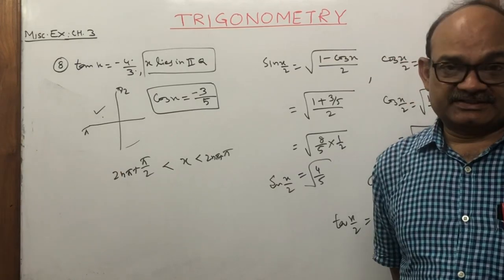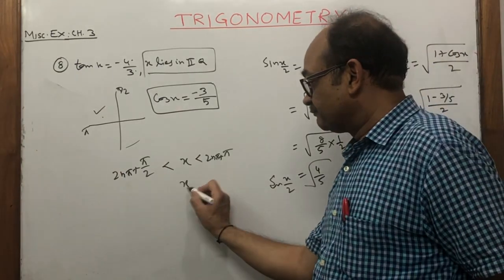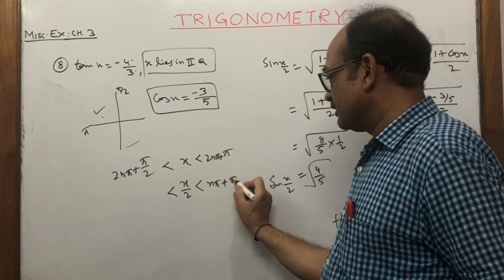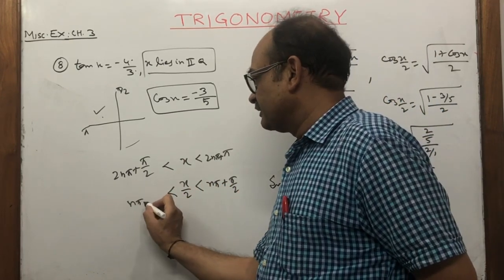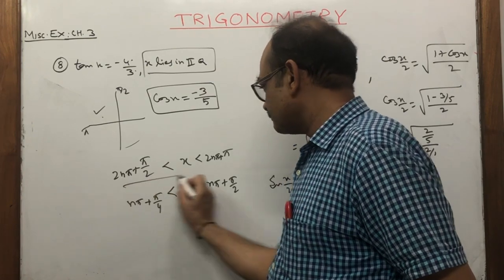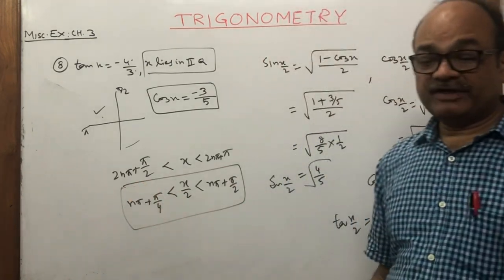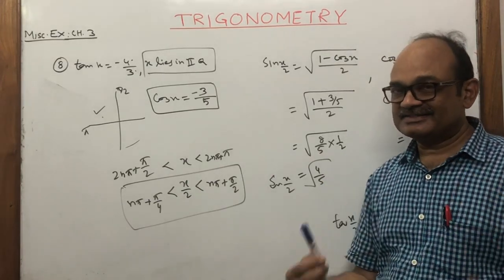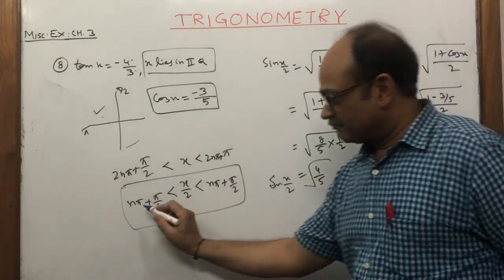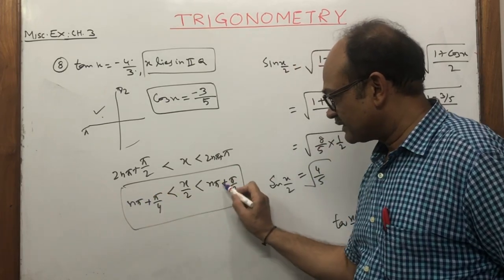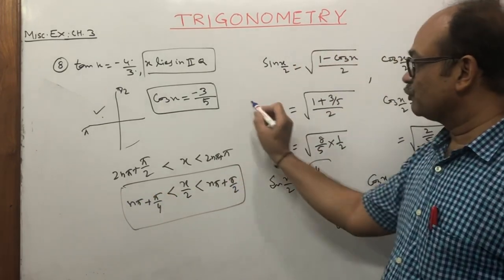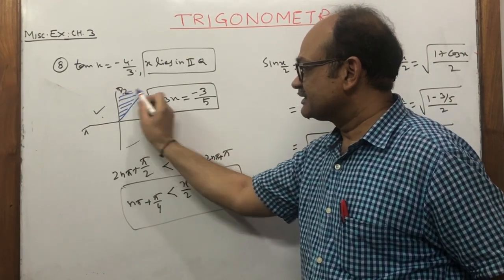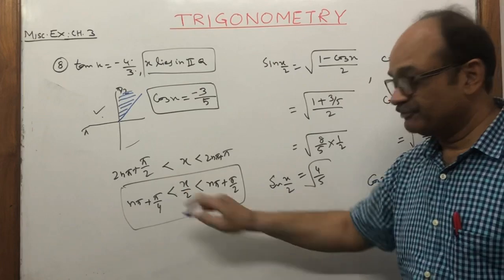Now we want to calculate x by 2. So divide by 2, we are getting n pi plus pi by 4 and n pi plus pi by 2. Now we have two cases: when n is odd and when n is even. If n is even, by the way, this is 0, it means pi by 4 to pi by 2. The answer is lying between this region if n is even.